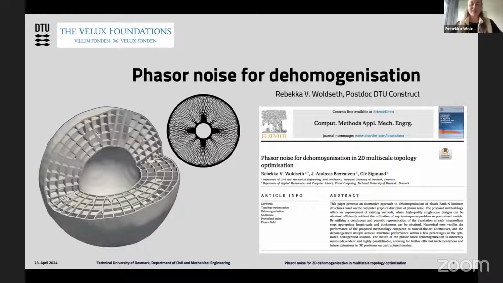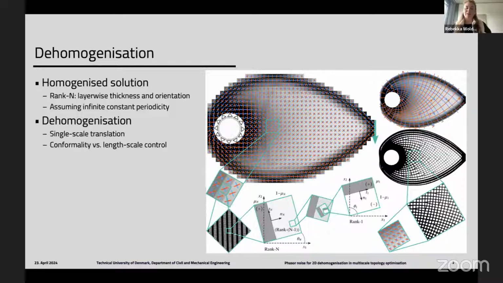Thank you, Jun. And also thank you for inviting me to present my work on phasor noise for dehomogenization in topology optimization. My name is Rebekka. I'm currently a postdoc at DTU in the TopOpt group. So I don't have to spend that much time on the concept of dehomogenization now. Jun just gave a really good introduction to the topic.